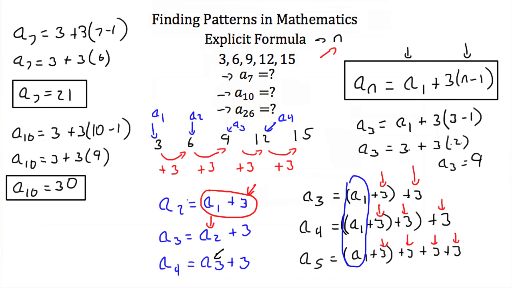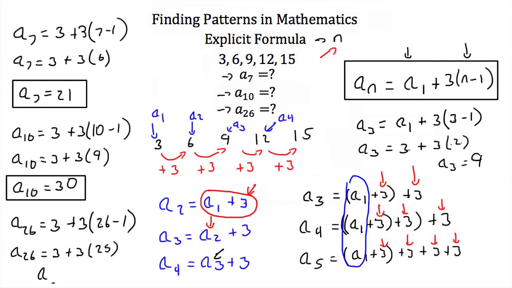Lastly, we want to find our 26th term. So we find A26 is equal to our first term, which again is 3, plus 3 times 26 minus 1, n minus 1. So our 26th term is equal to 3 plus 3 times 25. 3 times 25 is 75. Add 3 and we'll find out that our 26th term is 78. So that is how you write and use explicit formulas for a sequence. And that completes the tutorial on finding patterns in mathematics.